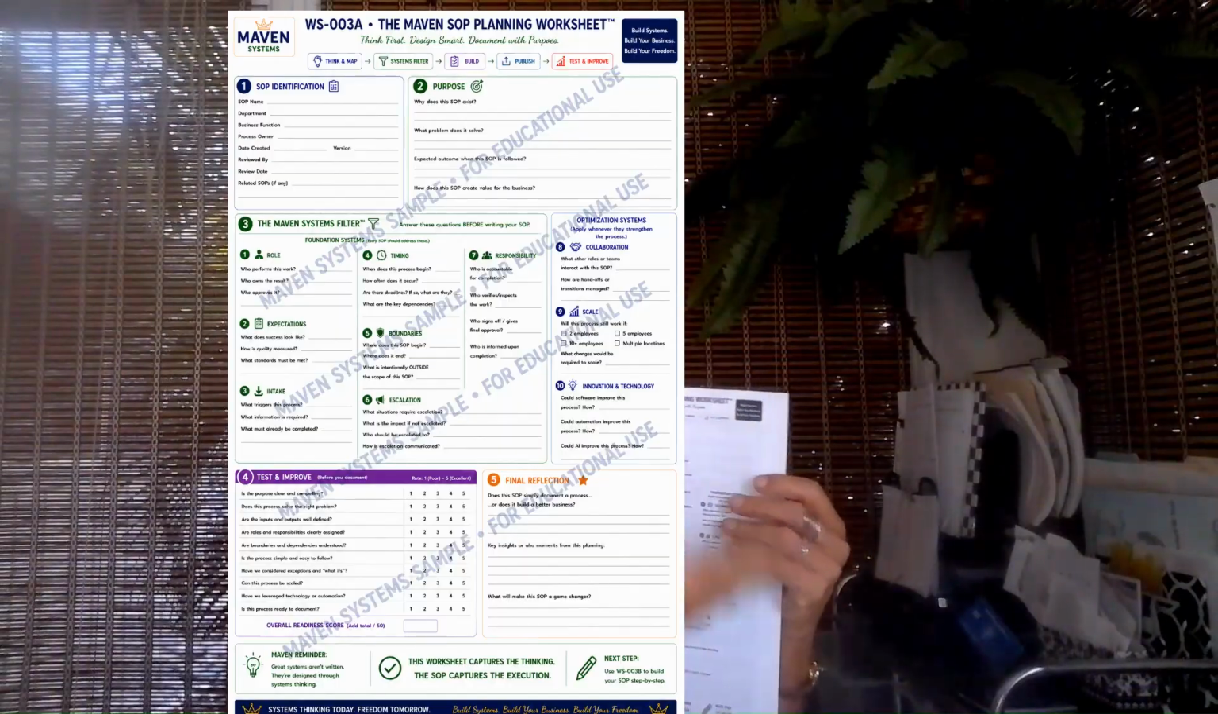We will use Maven's SOP planning worksheet 3A. And before we write a single step in the final SOP, we're going to stop at all Maven Systems Stations and ask the questions that make this process work. Now, this is a small business, our fictitious company, maybe 5 employees, and the Maven, you, may be the only bookkeeper. The business owner may be the only person who can approve the payments. We're not trying to build a whole giant corporate accounting department here. We're building just a simple system that real people in real situations can actually follow.